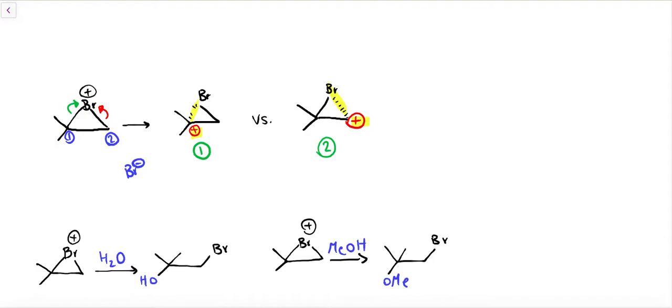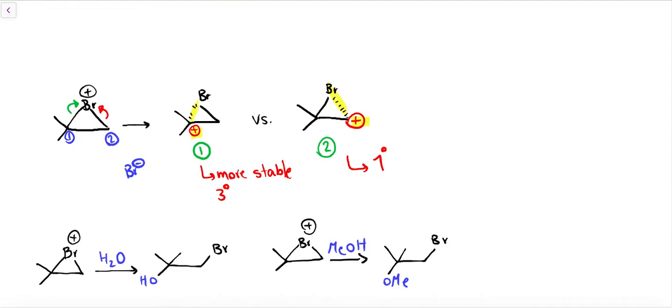Now, based on what you know, just take a couple of seconds. Which one of these intermediates do you think is more stable? 1 or 2? So 1 is going to be more stable because this is actually a tertiary carbocation, and we know the more substituents we have on the carbocation, the more stable it's going to be. This is only a primary one, so that's not the most stable one.